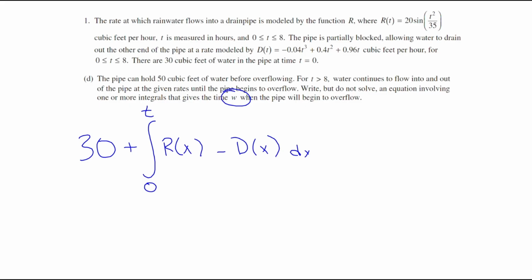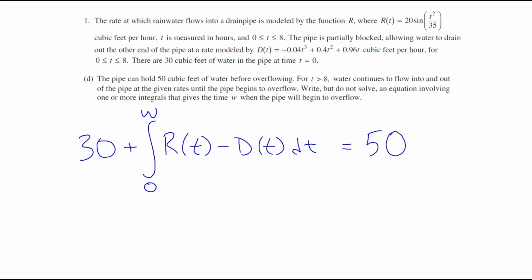So what I'm actually going to do here is integrate from 0 to w. I need to find that w, and we'll put our functions back in here, r of t and d of t, dt, and we just want this amount to equal 50, because that's how much water the pipe can hold.